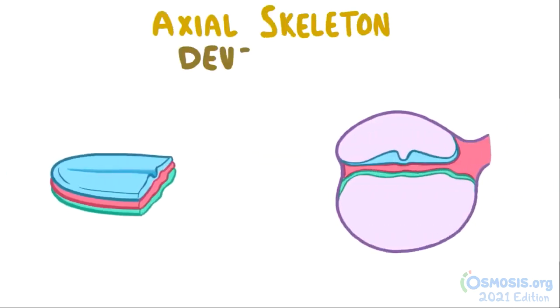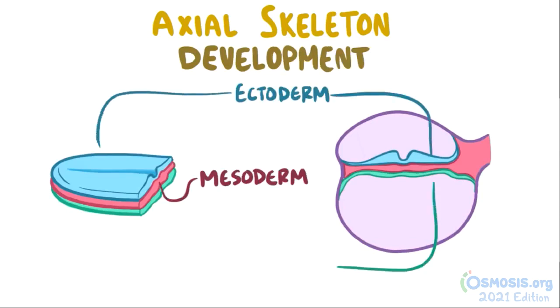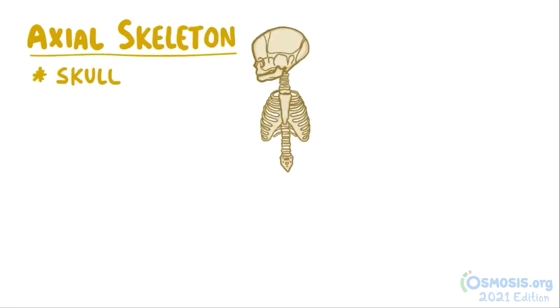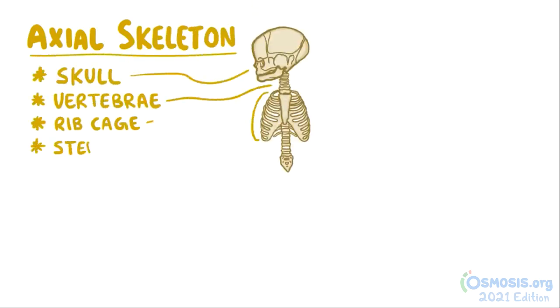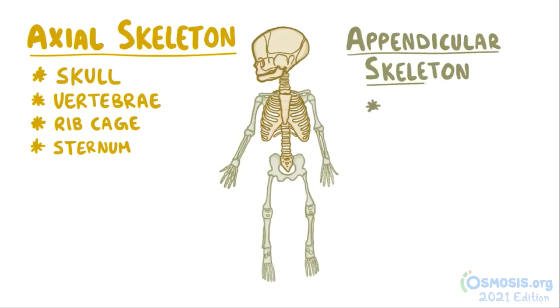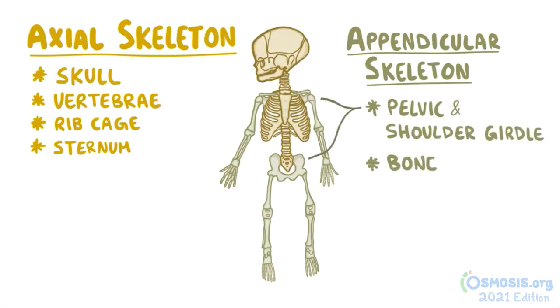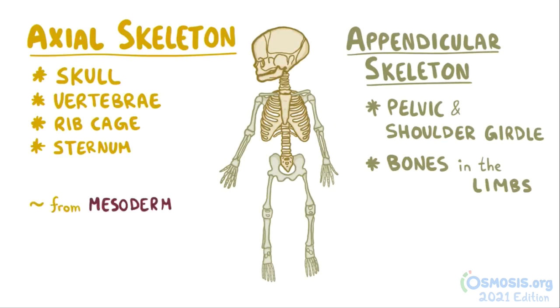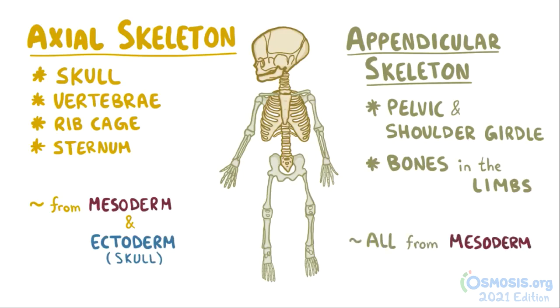The fetal skeleton starts developing soon after gastrulation, which is when the trilaminar disc with ectoderm, mesoderm, and endoderm layers are formed. There are two parts of the skeleton: the axial skeleton, which includes the bones in the skull, the vertebrae, the rib cage, and the sternum, and the appendicular skeleton, comprising of the pelvic and shoulder girdle, as well as the bones in the limbs. The bones in the axial skeleton mostly derive from the mesoderm layer, except for some bones in the skull which come from the ectoderm. And all of the bones in the appendicular skeleton derive from the mesoderm.